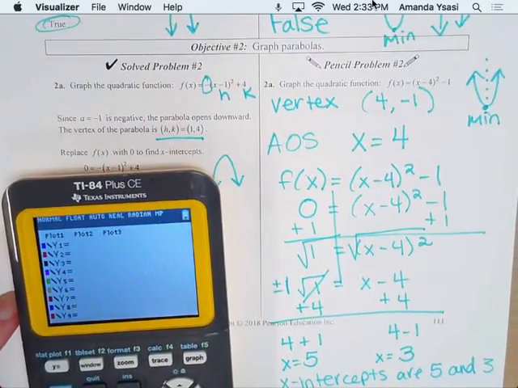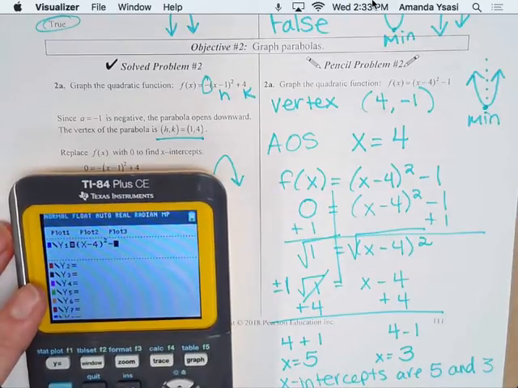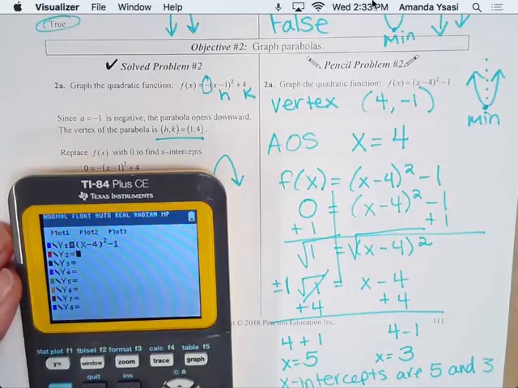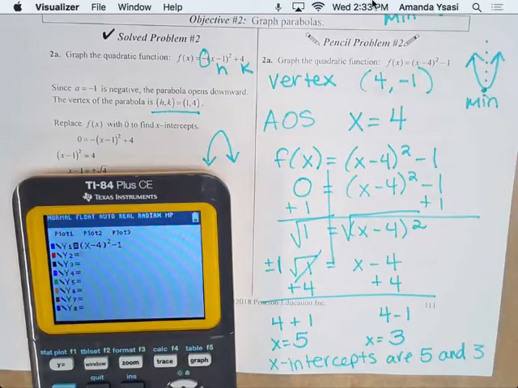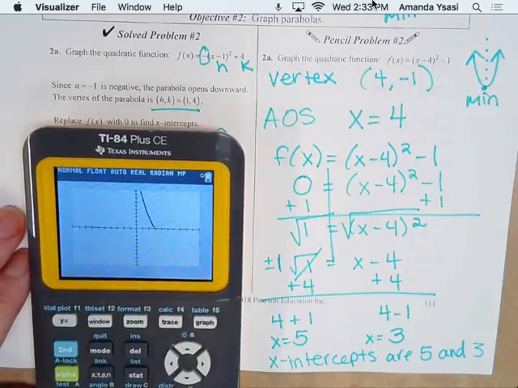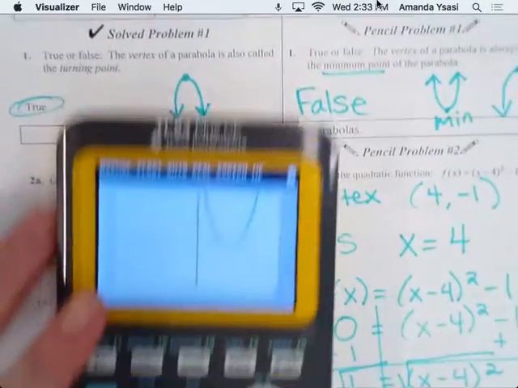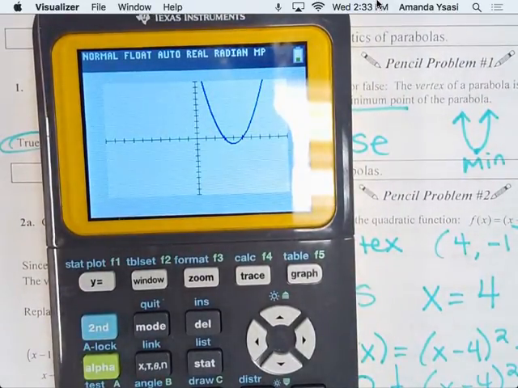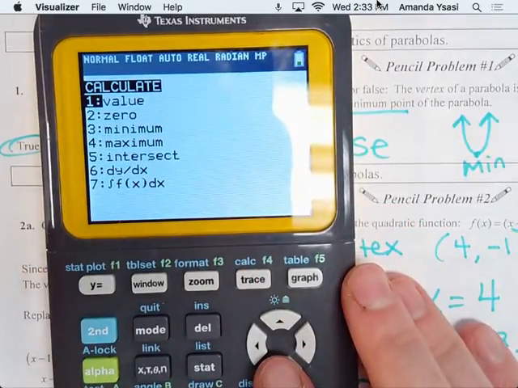So let's go to y equals, let's plug it in. So (x minus 4) squared minus 1. And then go to graph. Okay, our min should be at (4, -1). Do y'all remember how to get your calculator to actually find that value for us? Does anybody remember how to calculate? Second, calc. Or trace, yeah.